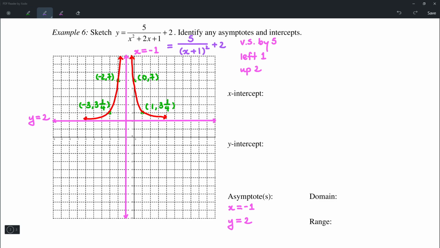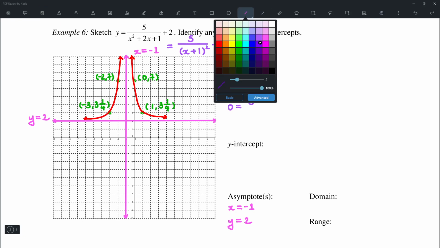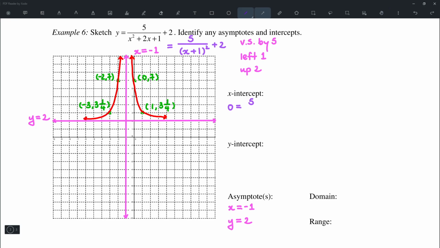So from here, we can find the x-intercepts and y-intercept. Notice that the graph doesn't actually have any x-intercept, and if we were to try to find them algebraically, we let y equal 0, and you can see what happens. Oh, sorry. And then we have -2 is equal to 5 over x plus 1 squared, which of course gives no solution because the expression on the right-hand side will always have to be positive.